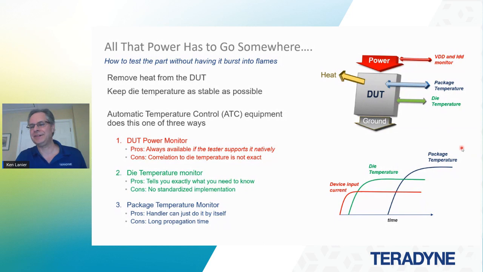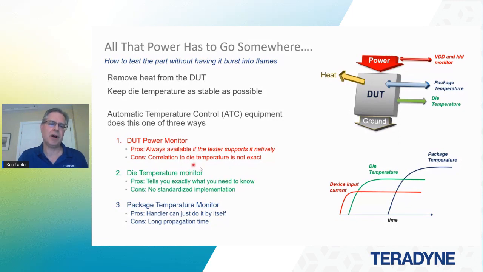This happens last, right? This is a real lagging indicator, and the die's already good and warm by the time the package warms up. The only real advantage of this is that you don't need the tester to do it. The handler or ATC system can do it all by itself, because all it has to do in that cold plate is monitor the temperature of the device. But if you see a temperature rise at that point, it's kind of too late to do anything about it. So we've looked at all three of these.